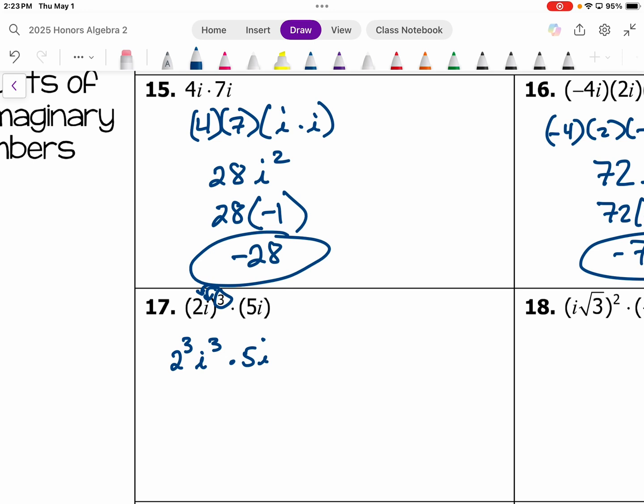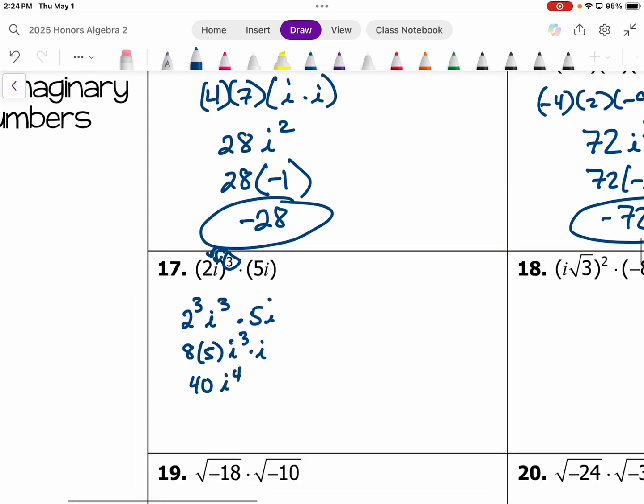So that's 8 times 5, and then I have i to the third times i. So this is 40 i to the fourth. Well, i to the fourth, that's just 1. So this is 40 times 1, which is just 40. So the letter i goes away.